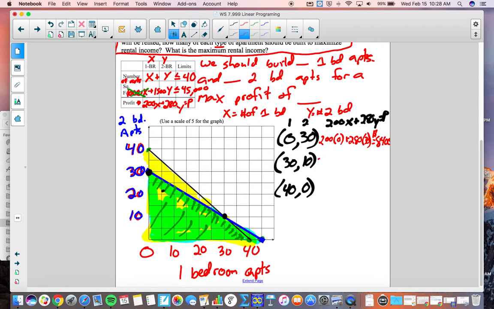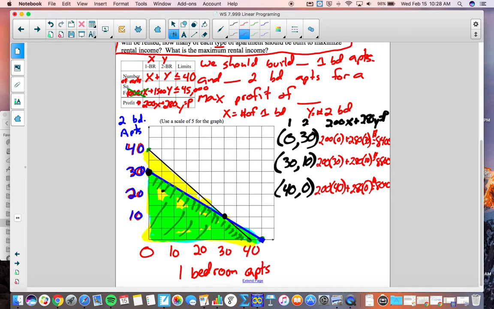And then let's do 200 times, so let's get 30 1-bedroom apartments and 10 2-bedroom apartments. And that's going to equal, I believe, even better than the other one, 8,800. And last but not least, just maxing out the 1-bedroom apartments, but getting no 2-bedroom apartments. That's $8,000.